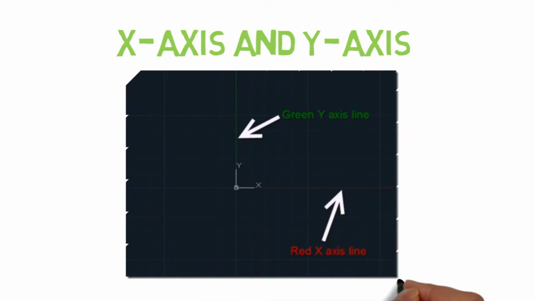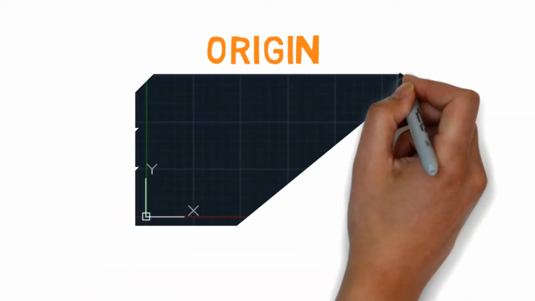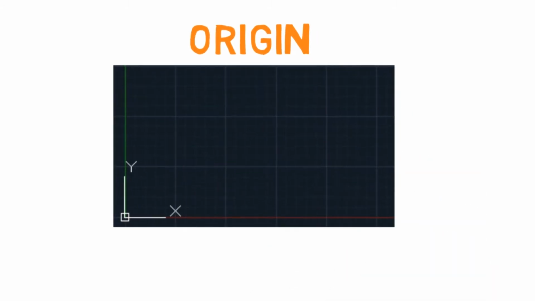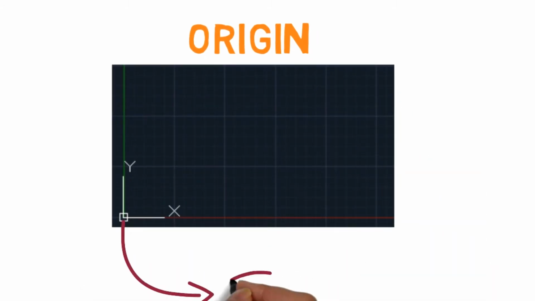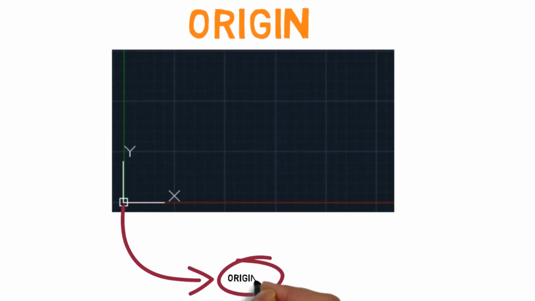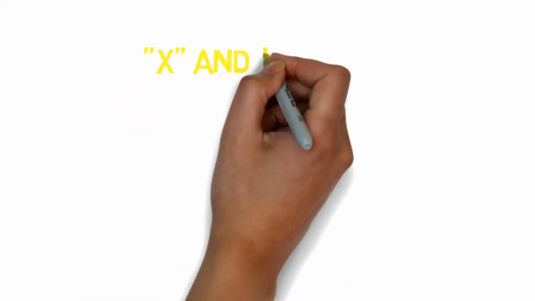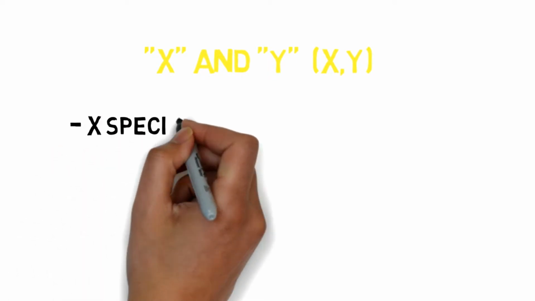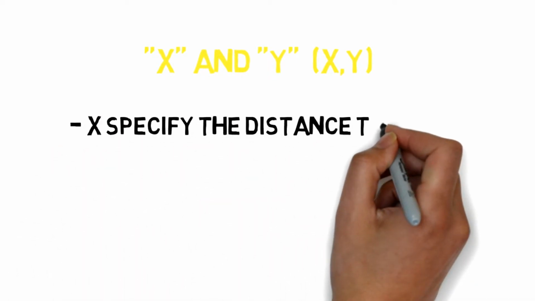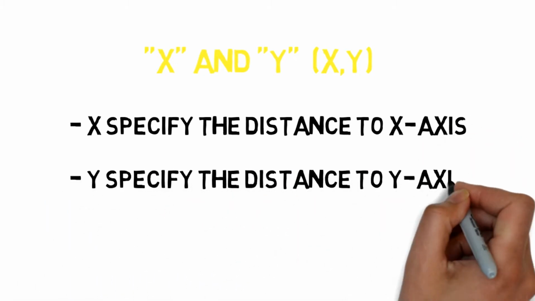The red line in AutoCAD shows the X-axis and the green line shows the Y-axis. Now we discuss origin. The point from where the X and Y axis start is called the origin. Now X and Y. X specifies the distance along the X-axis and Y specifies the distance along the Y-axis.